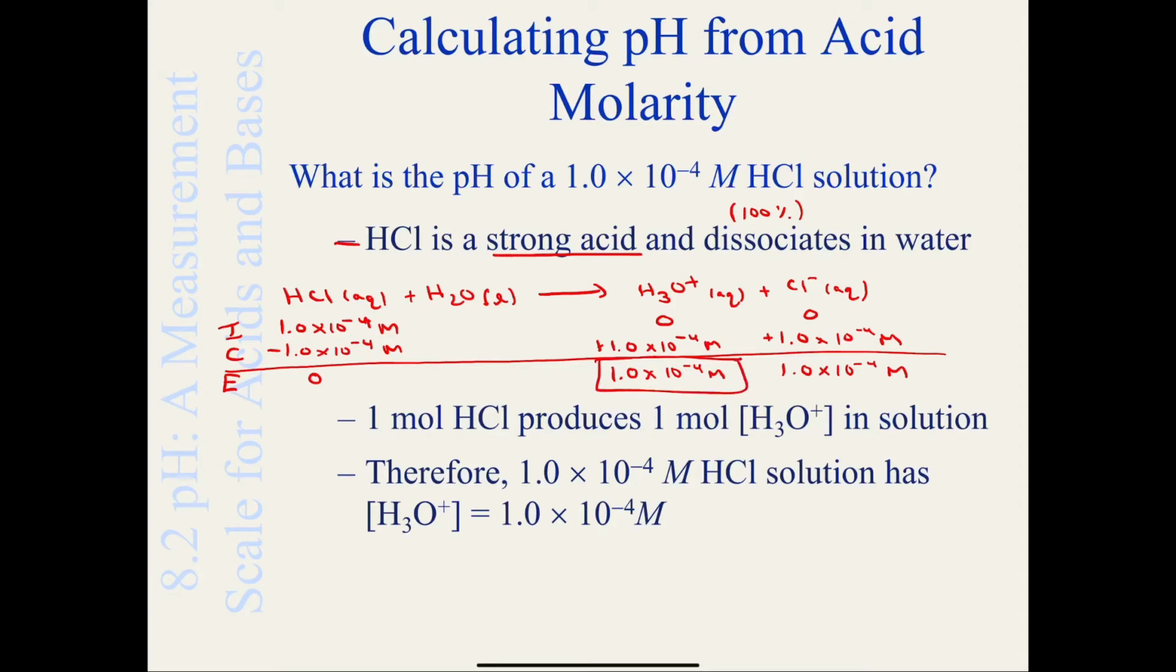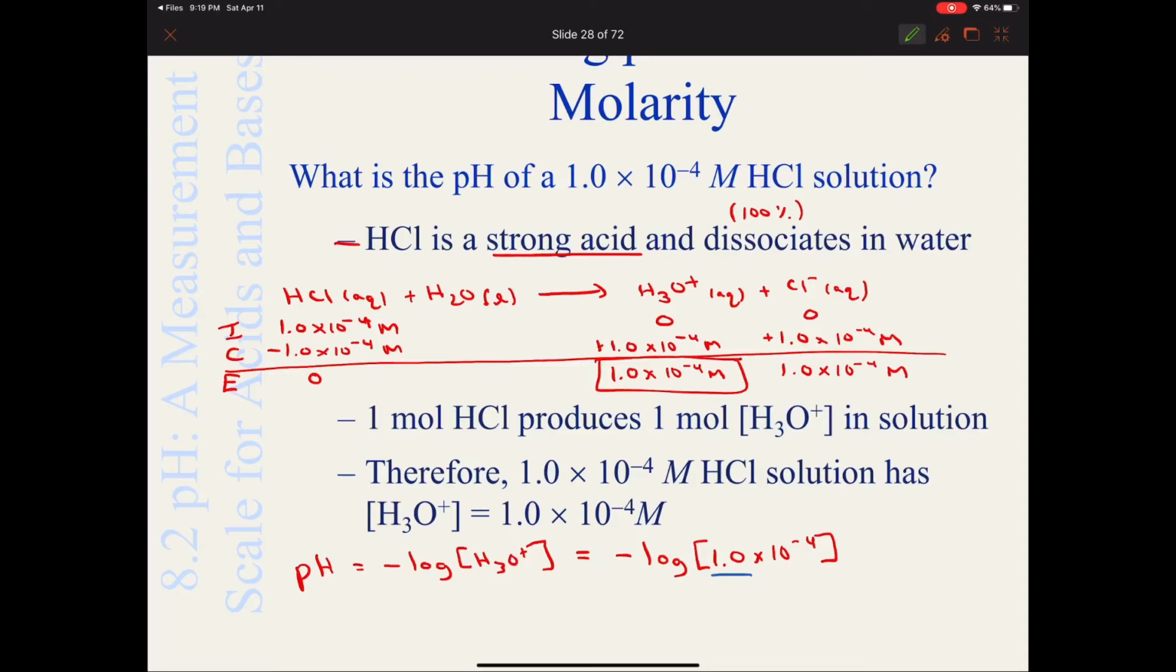So let's plug that into our formula. I'll write down my formula. pH is equal to minus the log of the concentration of hydronium. I'm going to plug that concentration from my complete dissociation into my formula, 1.0 times 10 to the minus 4. And when you plug this into your calculator, you get that the pH is equal to 4.00.